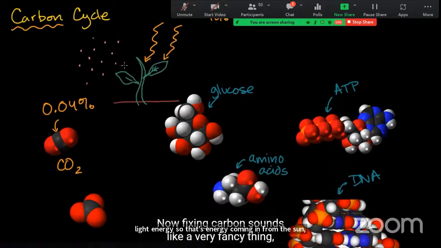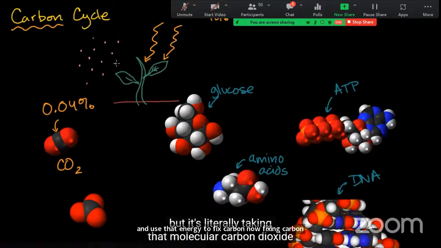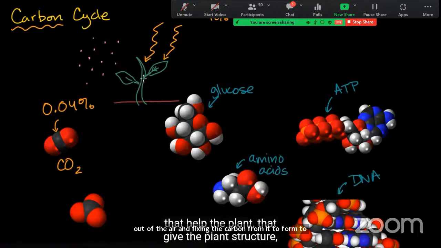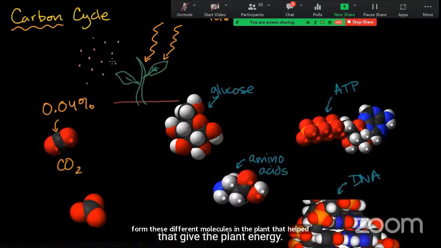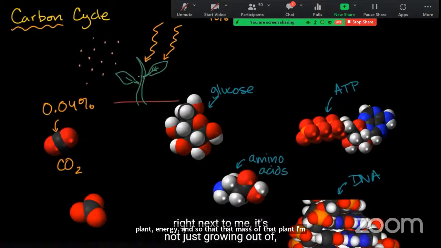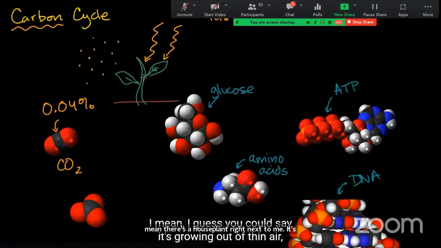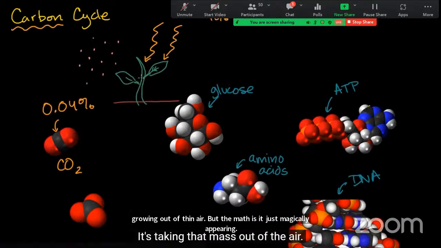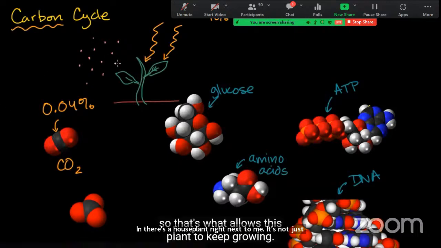Now, fixing carbon sounds like a very fancy thing, but it's literally taking that molecular carbon dioxide out of the air and fixing the carbon from it to form these different molecules in the plant that give the plant structure, that give the plant energy. And so that mass of that plant, I'm actually in this room I'm in, there's a house plant right next to me. It's not just growing out of, I mean, I guess you could say it's growing out of thin air, but the mass isn't just magically appearing. It's taking that mass out of the air. And so that's what allows this plant to keep growing.